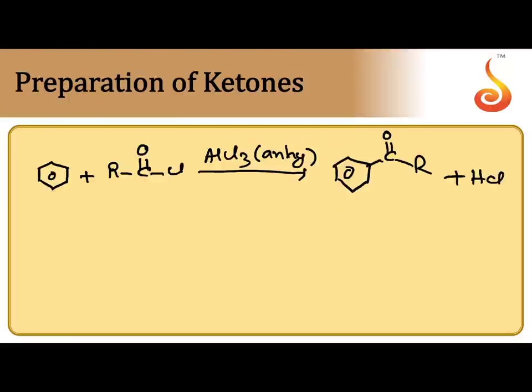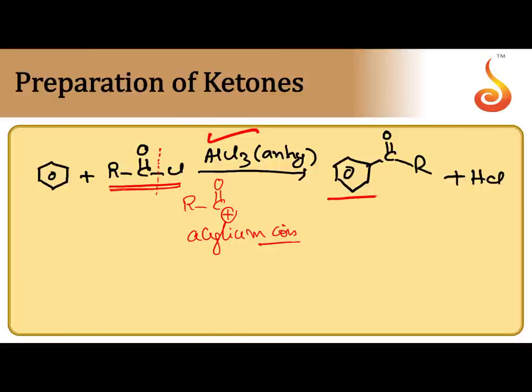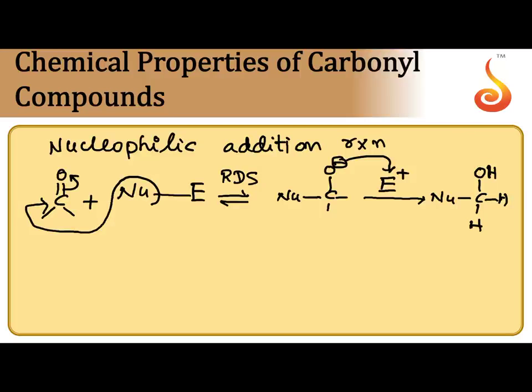Next, preparation of aromatic ketone, Friedel-Crafts acylation. When benzene is reacted with acid chloride, acid halide, in the presence of anhydrous aluminum chloride, H plus of benzene ring is replaced with RCO plus. RCO plus is also called acylium ion. So H plus is substituted by acylium ion to get alkyl aryl ketone. Aromatic ketones are obtained.